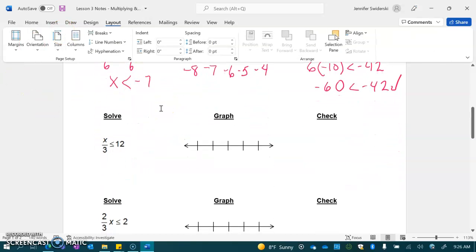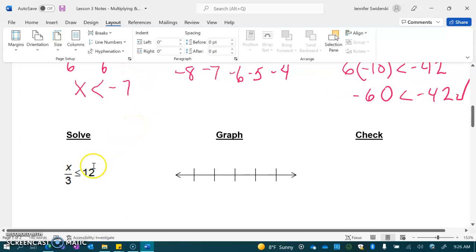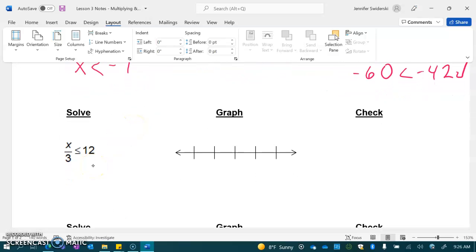Let's go ahead and try this next one. To get x by itself, it says x divided by 3 is less than or equal to 12. To get x by itself, I have to do the opposite of divide, which is multiply. So I'm going to multiply both sides by 3. When I do that, these 3's cancel, and I'm left with x is less than or equal to 36.